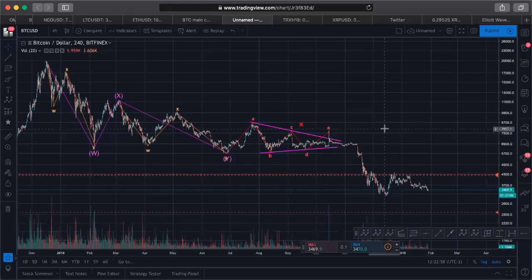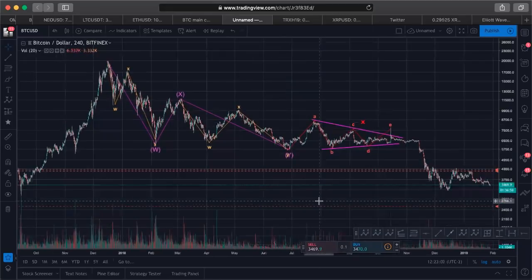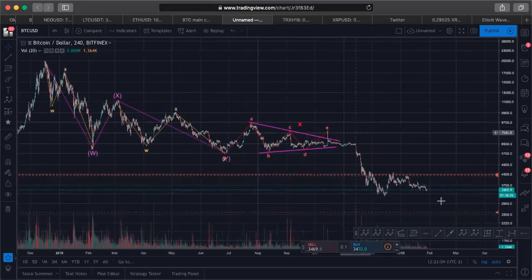So if you have a look at this BTC chart at the moment, obviously I haven't filled this in just yet. I'm just going to go through the start of it with you guys.